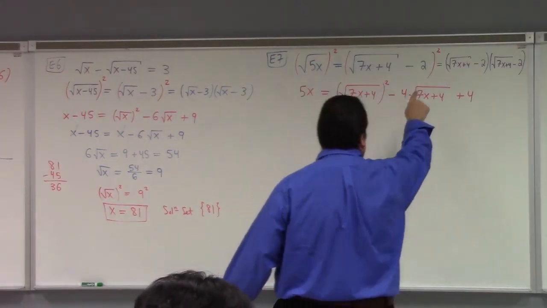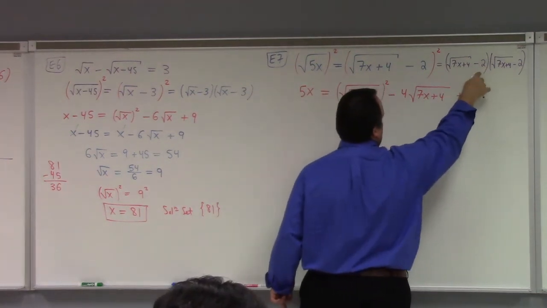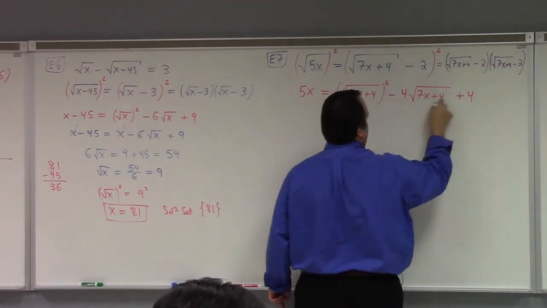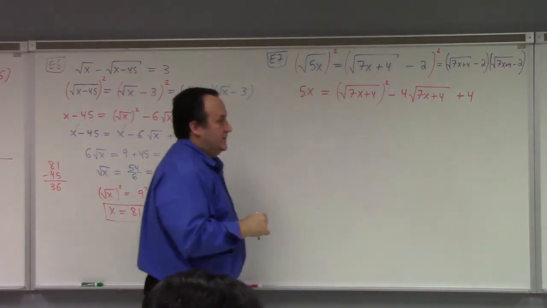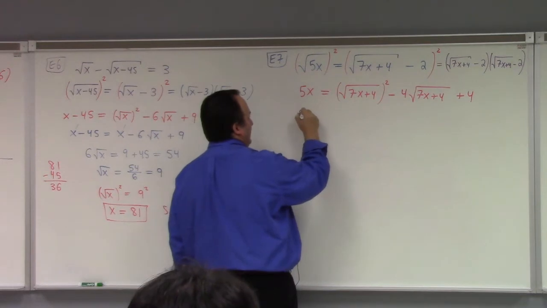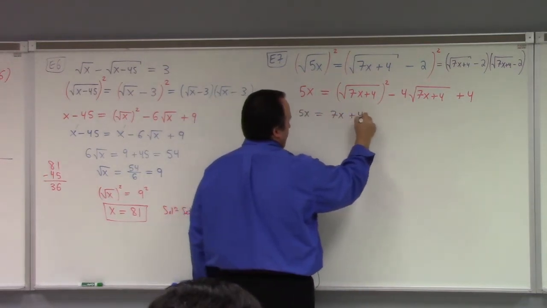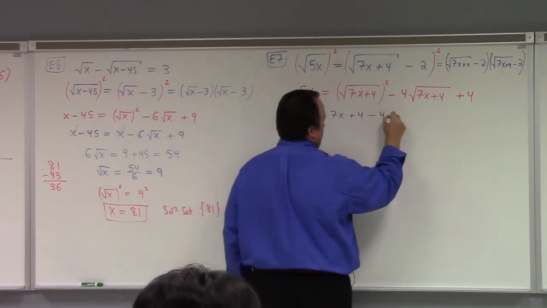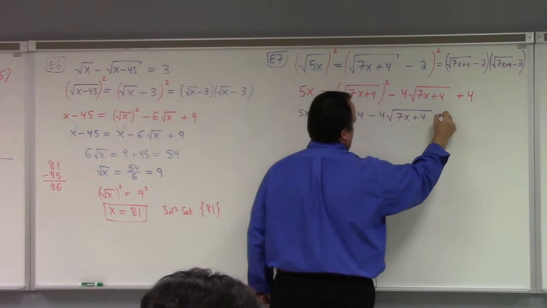So when you FOIL this out, you get this. You get 2 copies of the cross term, minus 2 of the root, minus 2 of the root. So minus 4 of the root, and then minus 2 times minus 2 is plus 4. All right, let's clean it up. We've got 5x equals 7x plus 4 minus 4 times the square root of 7x plus 4 plus 4.